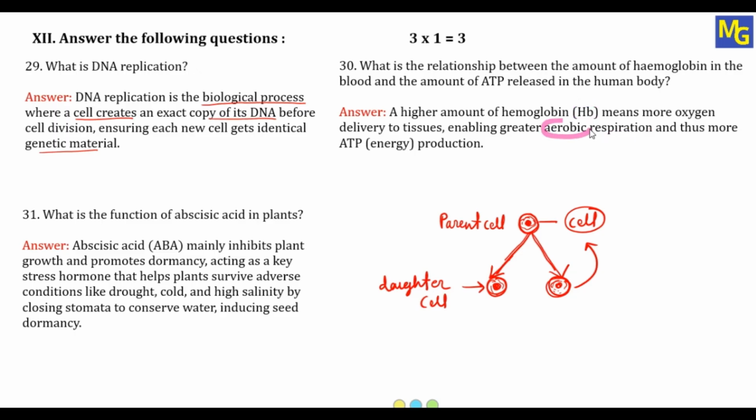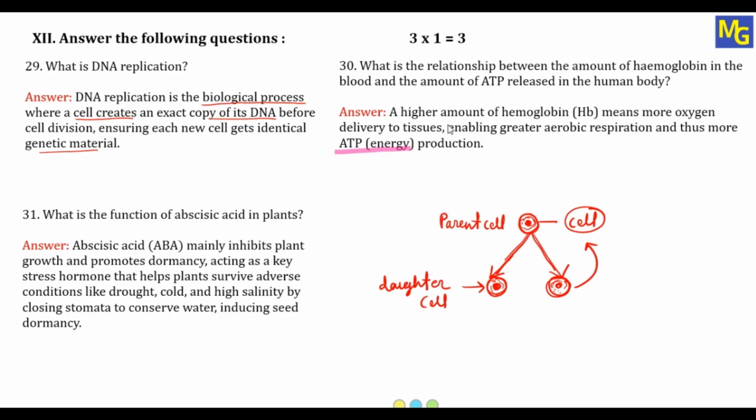What is aerobic? The respiration which takes place in the presence of oxygen. Respiration means burning of glucose. Burning of glucose takes place in a larger amount of oxygen. It is called aerobic. There is one more type of respiration which is called anaerobic. Anaerobic means the burning of food in the presence of less oxygen. That is called anaerobic. So here we are supplying more oxygen with the help of more hemoglobin. A greater amount of aerobic respiration takes place, and therefore a greater amount of ATP formation occurs.